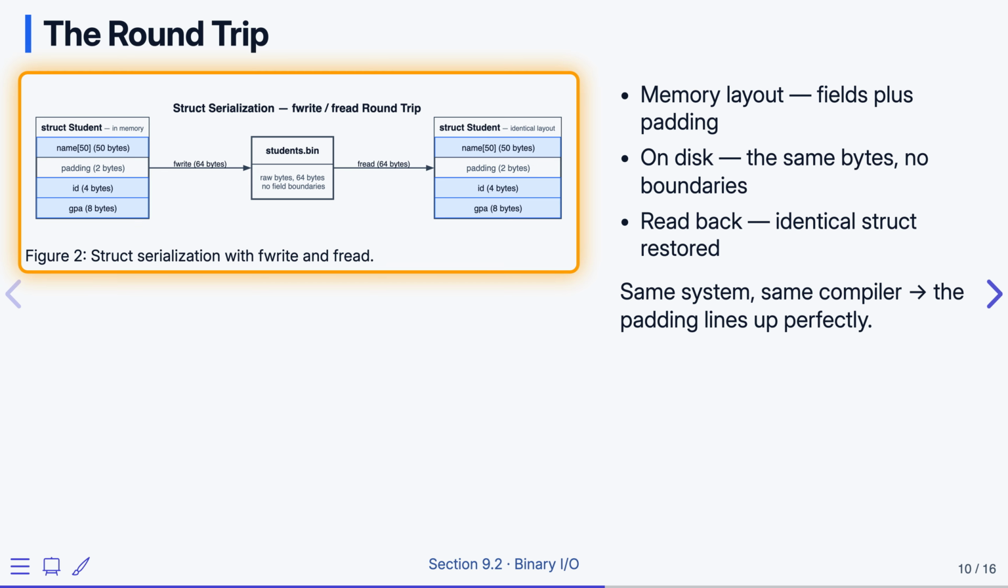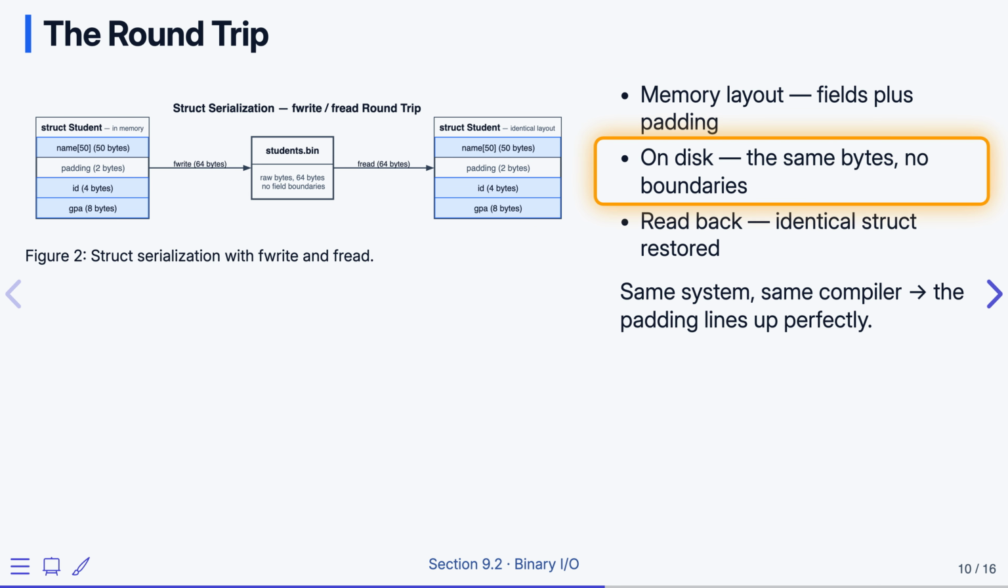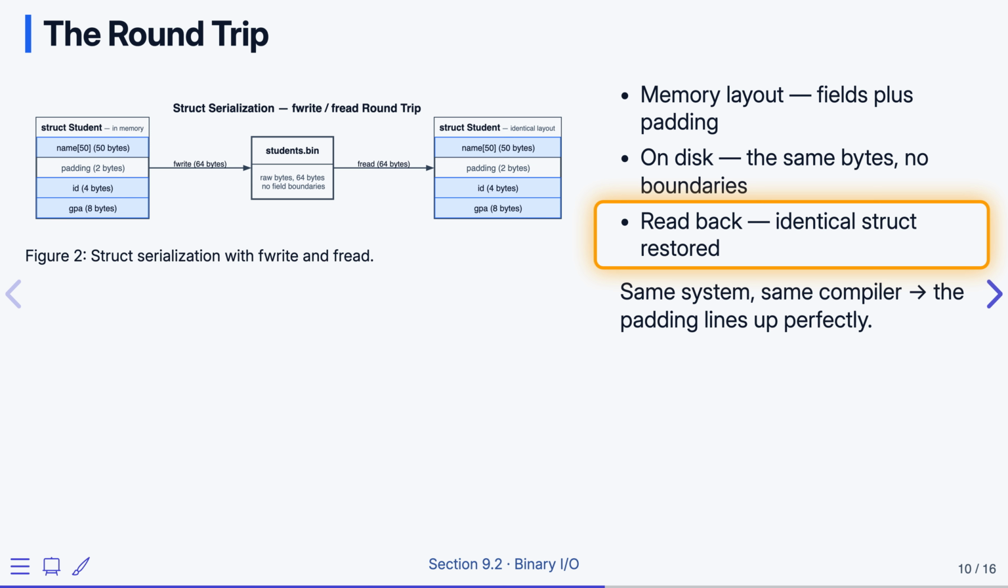This figure shows the round trip. The left block is the struct in memory: the main array, some padding, the ID, and the GPA. Fwrite copies that complete memory representation, 64 bytes here, straight to the file. On disk, it is just raw bytes with no field boundaries. Then fread copies those bytes back into an identically defined struct, and the exact layout is restored, including the padding. This works perfectly as long as you read it back on the same system, with the same compiler.